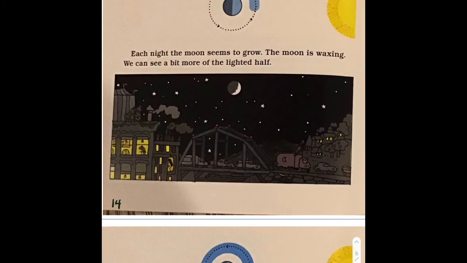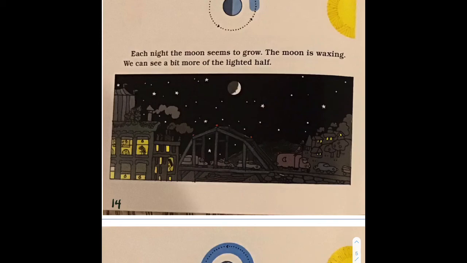Our standard today is to use observations or models of the sun, moon, and stars to describe patterns that can be predicted. We're going to take a closer look at the text today.